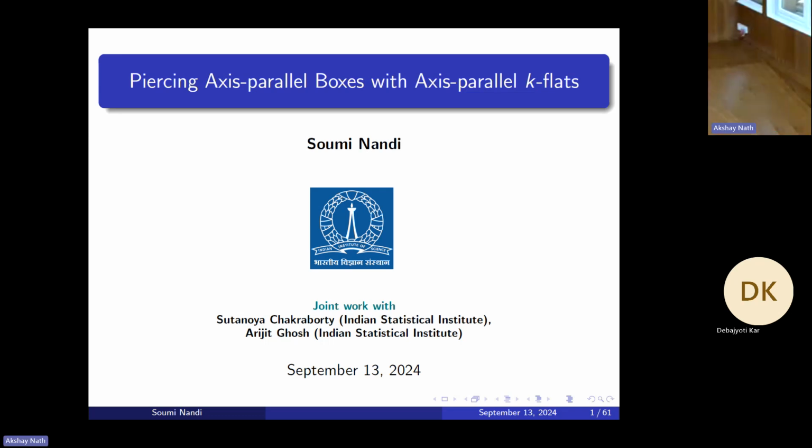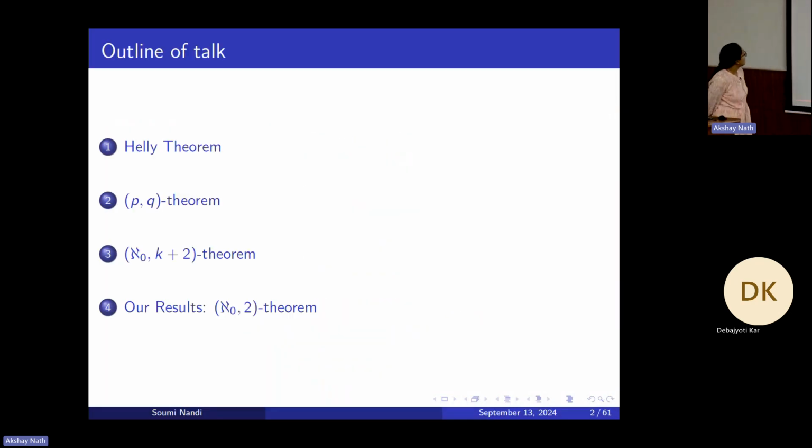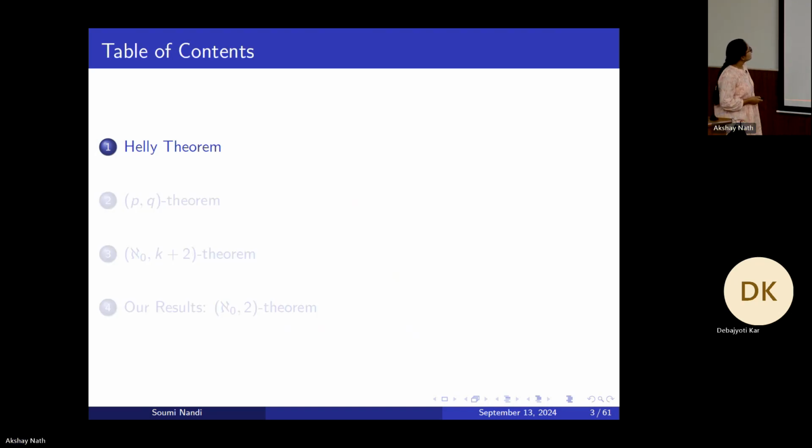Today I'm going to talk about piercing axis parallel boxes with axis parallel k-flats. This is joint work with Sutanaya Chakraborty and Arijit Ghosh, my supervisor from IISc. Let us first see the outline of today's talk. First I present Helly's theorem, then go to the (p,q) theorem, and then present the infinite version of the (p,q) theorem, namely the Alon–Kleitman k plus 2 theorem. And finally, I show our result about the Helly-type theorem for axis parallel boxes.